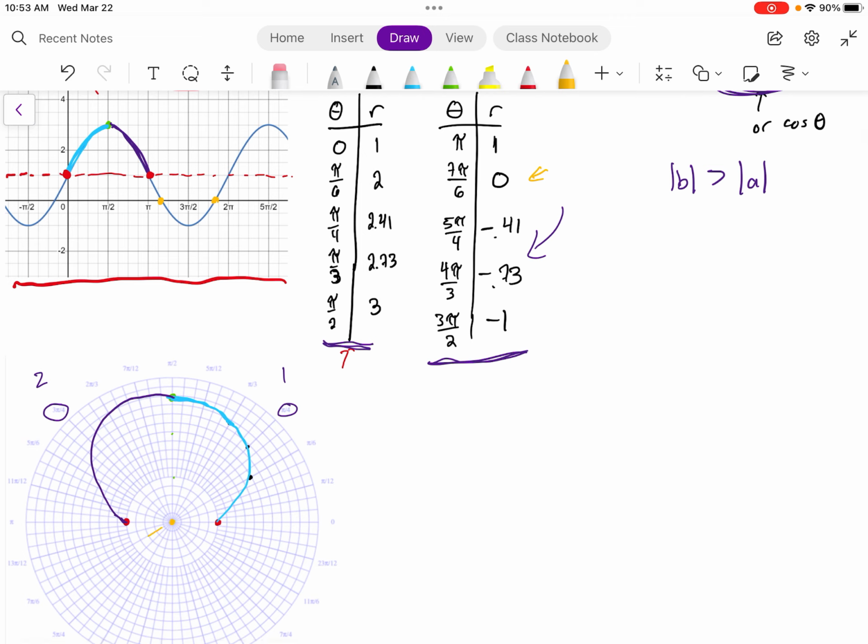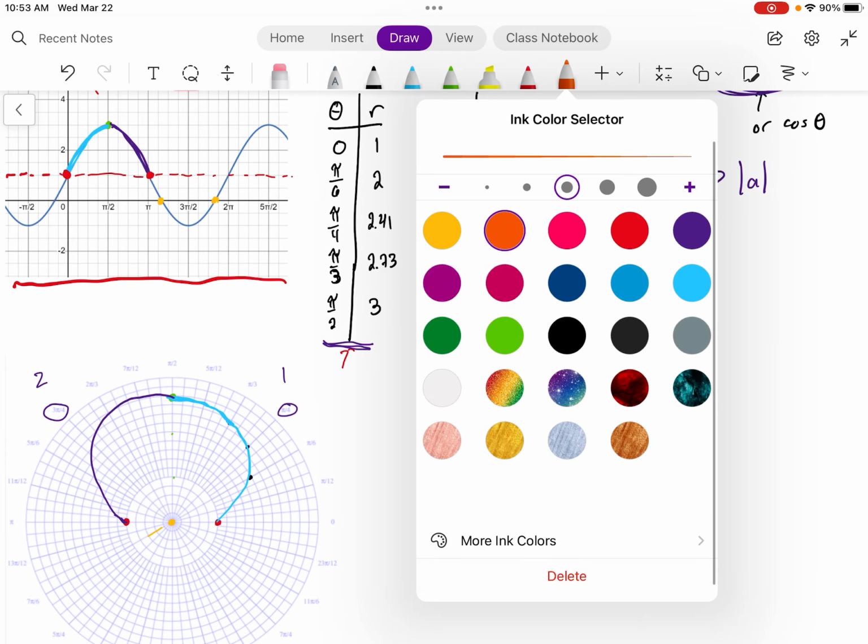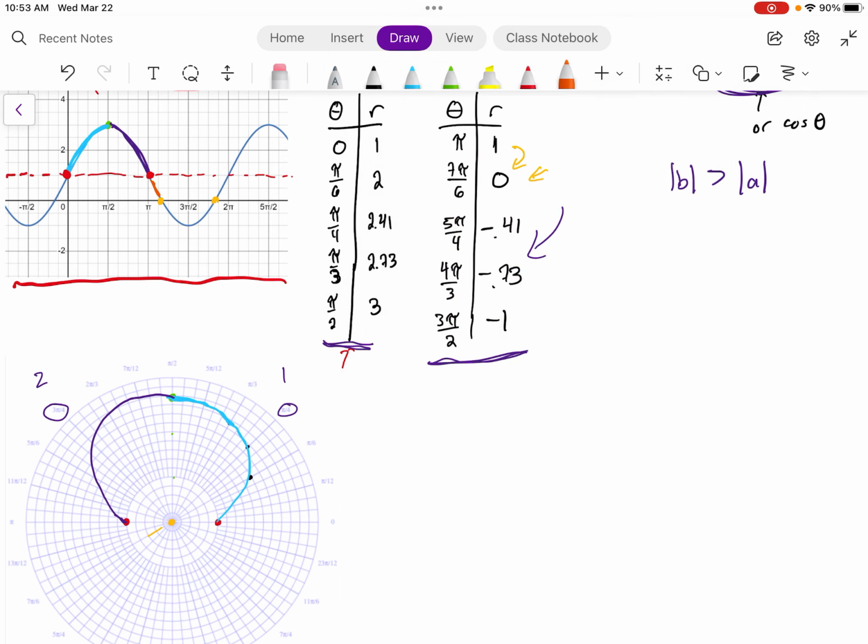So by the time I get back to this line right here, I better be back at the origin, which is kind of weird. In between pi and 7 pi over 6, so that's in this orange region right here, you'll agree that r is still positive. So when I plug in 13 pi over 12 or something scary like that, r is still going to give me a positive number.